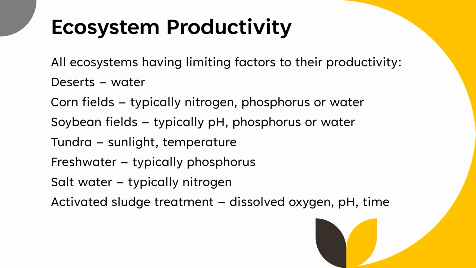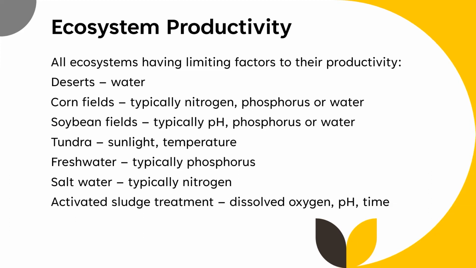Now, what about the ecosystems you run as operators on a day-to-day basis? In a typical activated sludge treatment plant, there are probably three primary limitations. You need that aerobic environment for your ammonia conversion. If you do not have enough dissolved oxygen, that is going to limit the productivity of the system, its ability to do what it is designed to do.